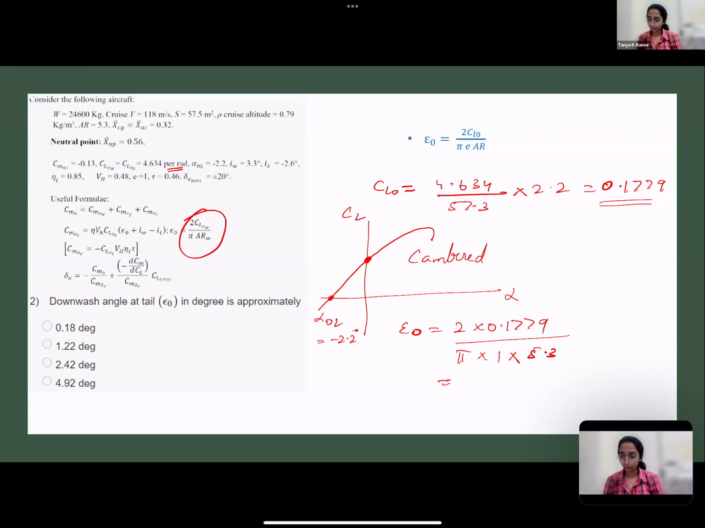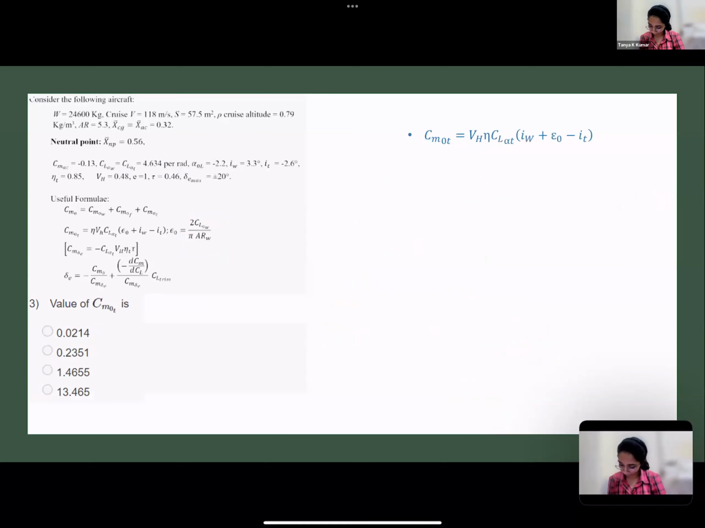So the value you get here will be in radians. Okay, so I'm getting around 0.0214 radians. To convert it to degrees, multiply it by 57.3. What do you get? You get 1.2246 degrees. This is your answer, 1.22 degrees. Again, correct me if I'm wrong somewhere. Okay, so this is it.